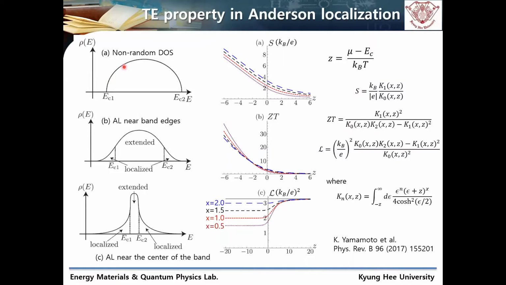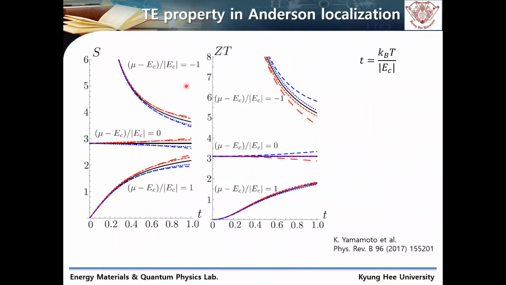Therefore, in this conventional case, the density of states follows a square root energy behavior like this. And when you consider Anderson localization, the extended state becomes a sharp localized state, and we can see that the band edges become a sharp density of states. A sharp density of states means that a high Seebeck coefficient can be possible in these materials, and therefore we can calculate the thermoelectric properties like the Seebeck coefficient and ZT value in terms of reduced temperature.